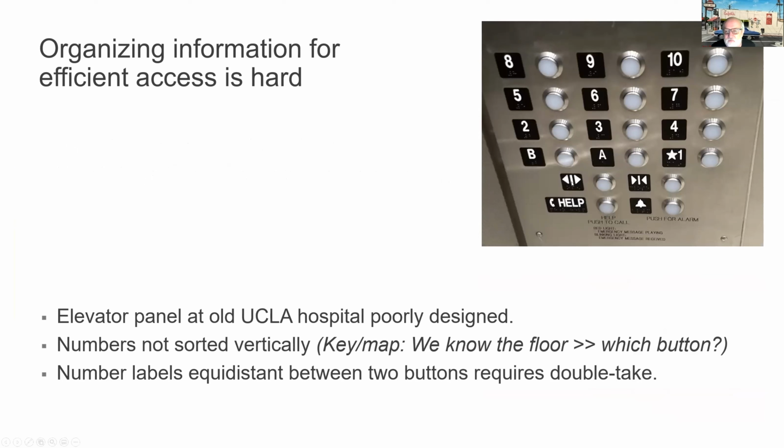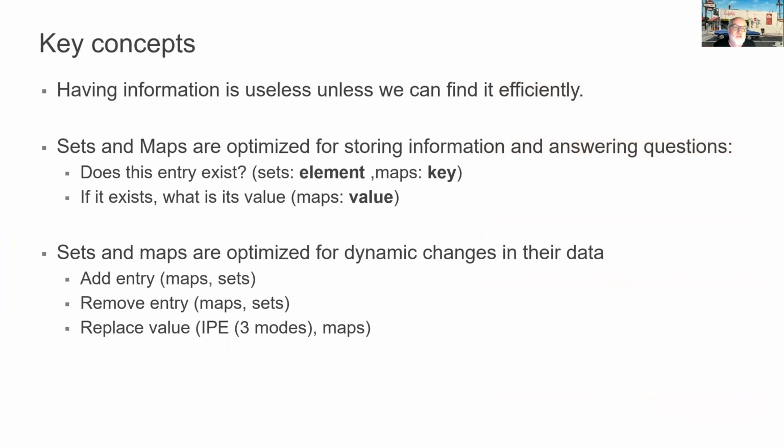This is the panel in the old UCLA hospital. If you want to go to level A, there are 3 equidistant buttons next to A, so you need to double take and scan it to decide what it is. This is bad for lookup, right? If they're sorted according to number or to floor, it's much easier. So the same key concepts we have with maps and sets, they both deal with looking up information, right?